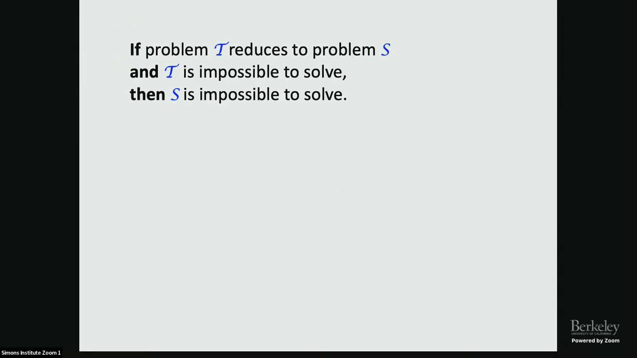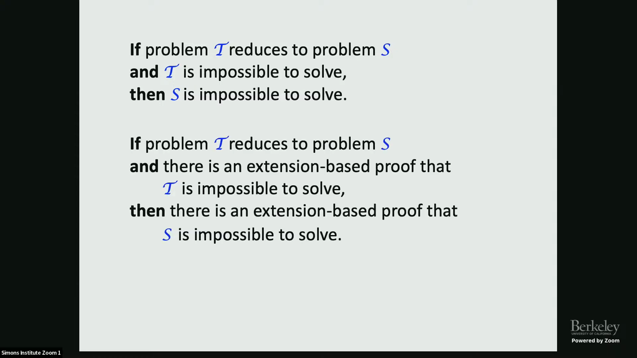All right, let's talk about another aspect of this. Everybody here is familiar with reductions, and reductions are used throughout theoretical computer science to transform impossibility results from one problem to another. Specifically, if some problem T reduces to another problem S, and T is impossible to solve, so is S. A natural question to ask is whether reduction can be used to transform an extension-based proof from one problem to another. Specifically, if problem T reduces to problem S, and there is an extension-based proof that T is impossible to solve, is there necessarily an extension-based proof that S is impossible to solve?